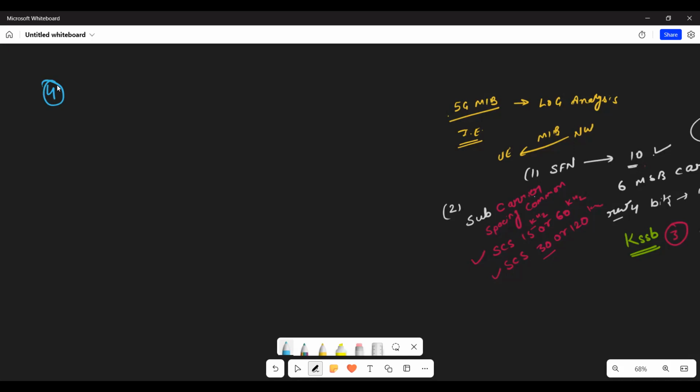But just remember this offset is just KSSB, okay? Slowly you'll learn everything. Next is your DMRS type A position.